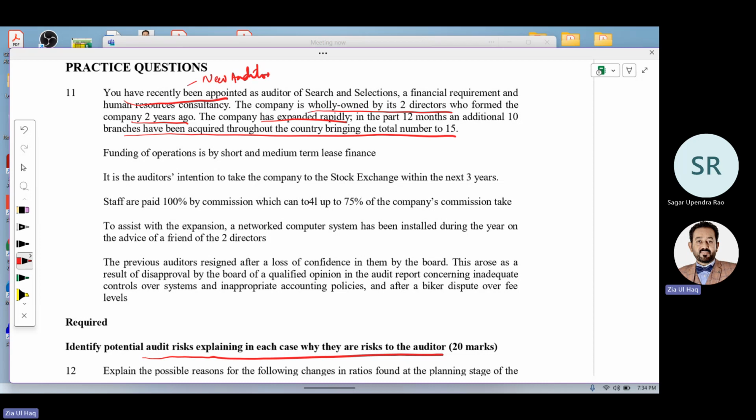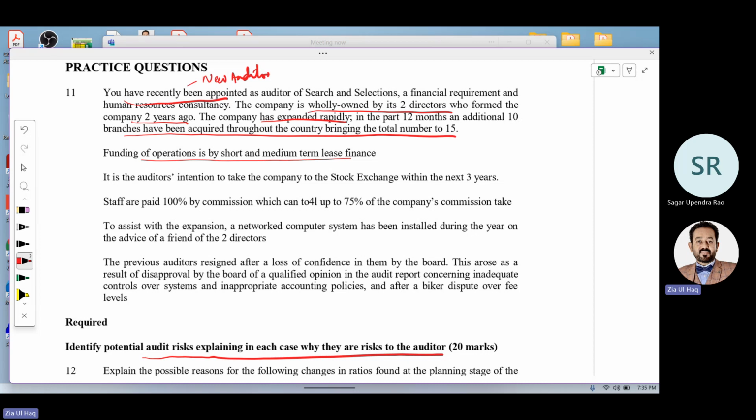Funding of operation is by short and medium term lease finance. The company is funding its operation through short and medium term lease finance, and the company should properly classify short term lease under current liabilities and long term lease under non-current liabilities. If the company is not properly classifying them, there could be manipulation or misstatement in the financial statement.